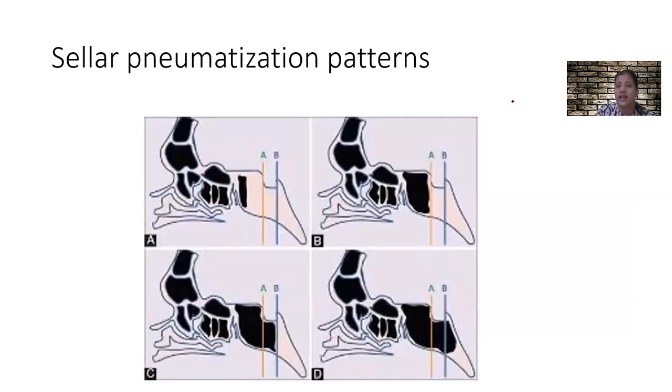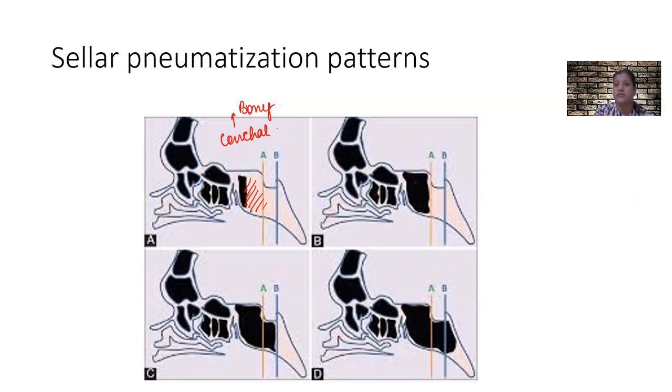Now coming to the sellar pneumatization. I hope it's clear about the mastoid and the temporal bone pneumatization and the petrous apex pneumatization. Now I will be telling you about sellar pneumatization. So the sellar pneumatization we classify on the basis of the sphenoid bone. If the sphenoid is completely bony and it does not have any air-filled space, then we call it a conchal type of sphenoid, which is completely bony.